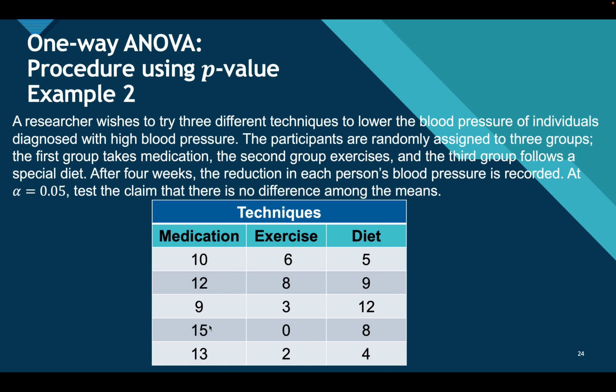So we can see the values here. We have 15 participants, and they're grouped according to 3 groups. And we can see that participant 1 is under the medication technique, and it gave him or her a reduction of 10 in BP. Participant number 6, after doing exercise, got a reduction of 6 in BP, and participant number 15, after doing a special diet, had a reduction of 4 in BP. Now, of course, we would want to write first the hypothesis of this study.